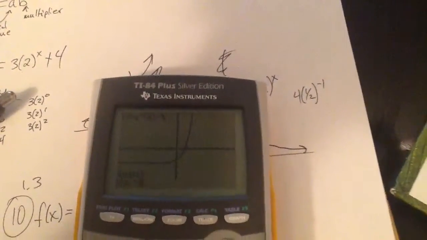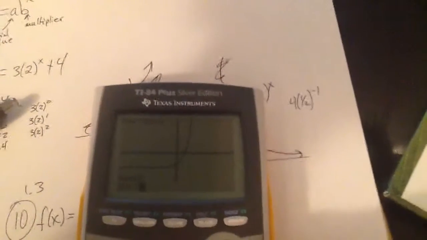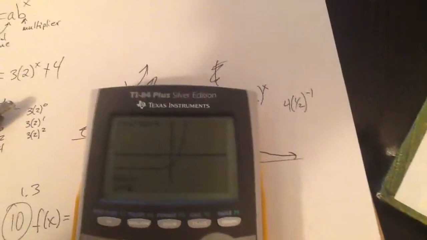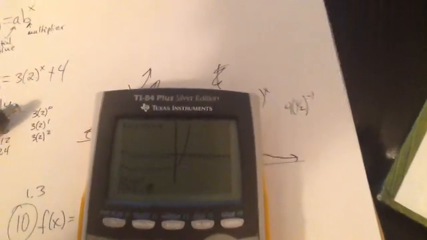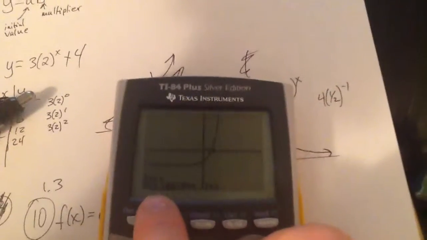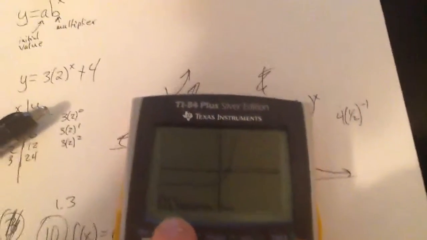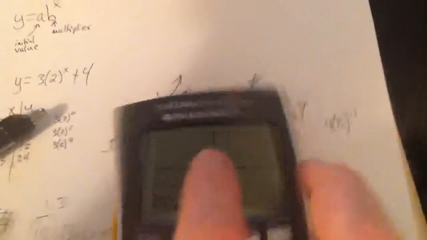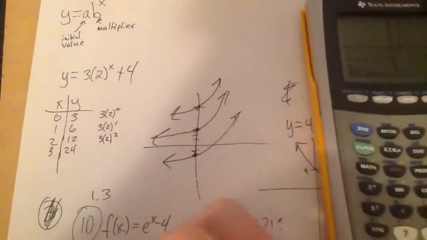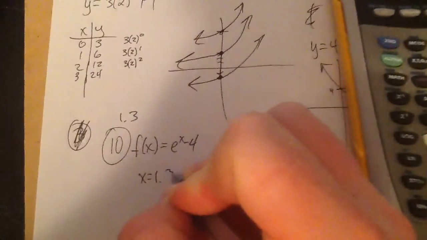Hit enter again. Oops, I hit negative. I didn't hit enter. Let's delete that. My guess, okay, I'll just type in a guess. 1.5. I think it works like that. Hit enter. Yep. And now it'll tell me my zero is x equals, I don't know if you can read that on the camera, 1.386. So my zero would be 1.39.